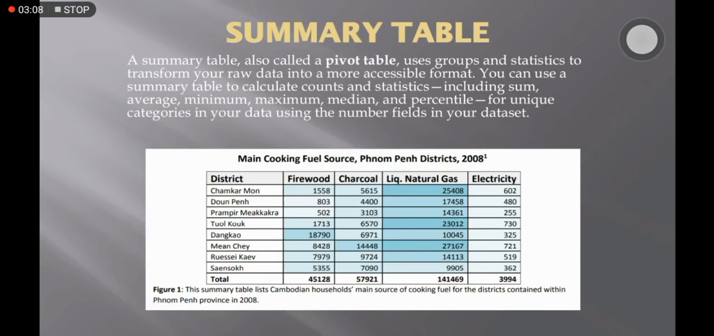There is also the summary table. A summary table can also be called a pivot table. It uses groups and statistics to transform your raw data into a more accessible format. You can use a summary table to calculate counts and statistics, including sum, average, minimum, maximum, median, and percentile for unique categories in your data using the number of fields in your dataset, as shown below.